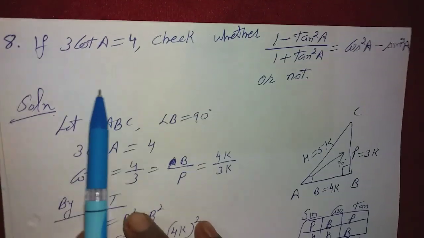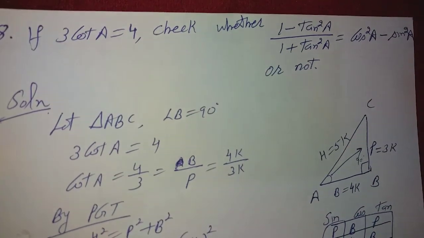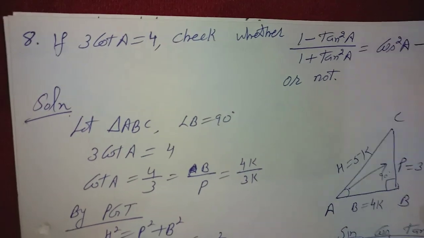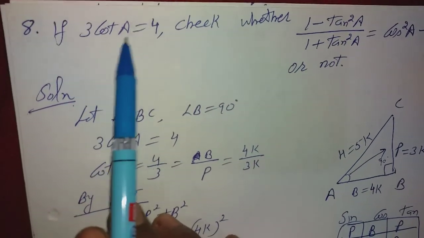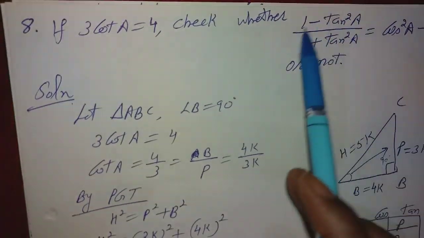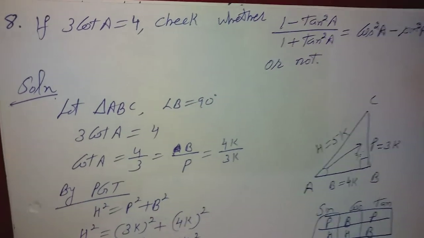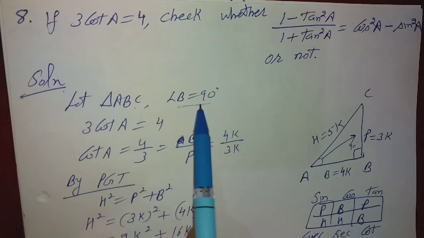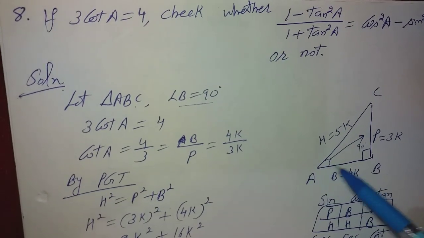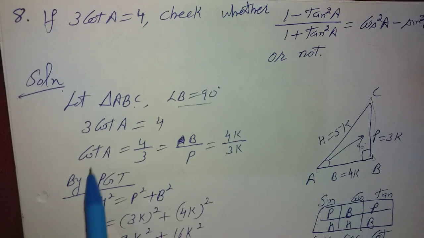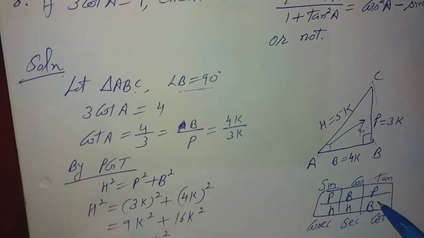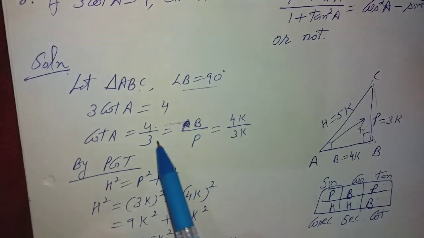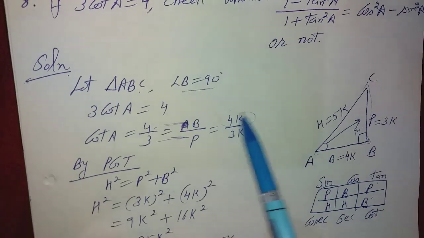Now the eighth question. Again we will start from the statement. We will read, if 3 cot A is 4, check whether this is true or not true. So let triangle ABC be such that angle B is 90 degrees. So we will draw this triangle ABC. Cot is again B upon P. So that is B and that is P. So that is 4k by 3k.